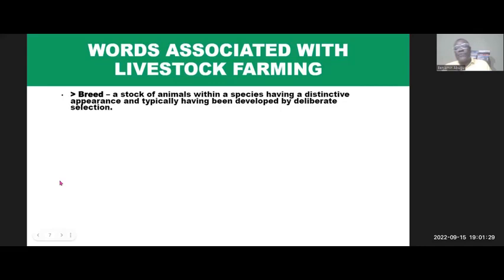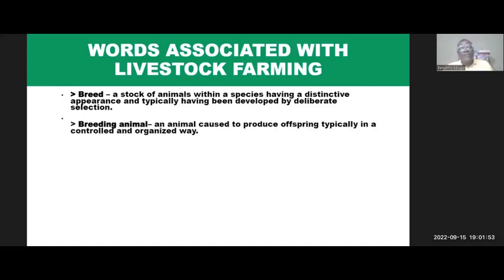Now, the first word we want to look at is breed. Breed refers to a stock of animals within a species, having a distinctive appearance and typically having been developed by deliberate selection. So it's kind of a stock of animals within a species. That's the breed, okay? Then breeding animal: an animal caused to produce offspring, typically in a controlled and organized way, okay?